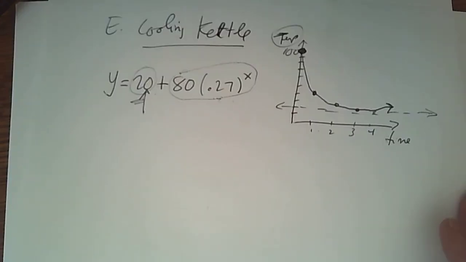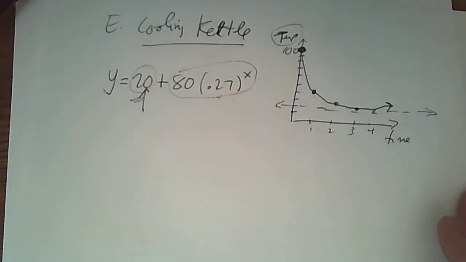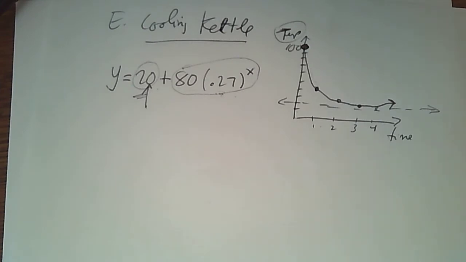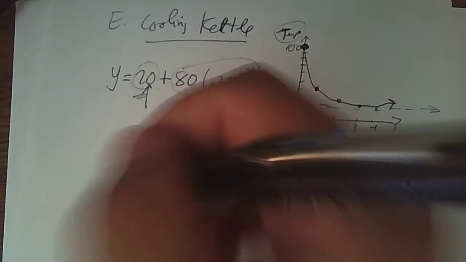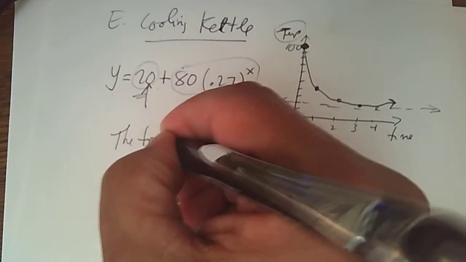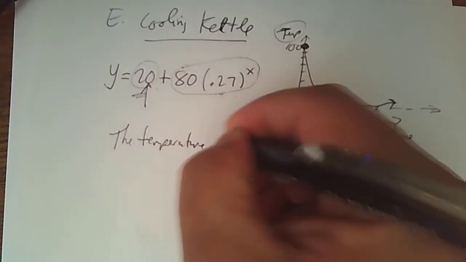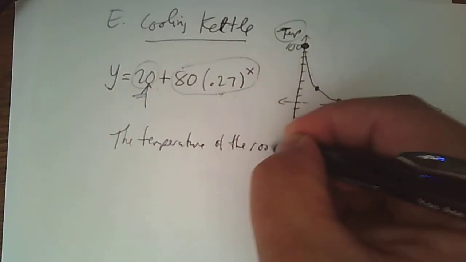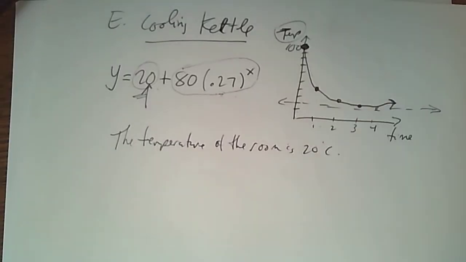Now I'm going to answer the question. So the question was, where is it? Where's my kettle? There it is. So the question is, what is the temperature of the room? Hey, we talked about that. So the temperature of the room is, what did we say? And the answer is 20 degrees Celsius.